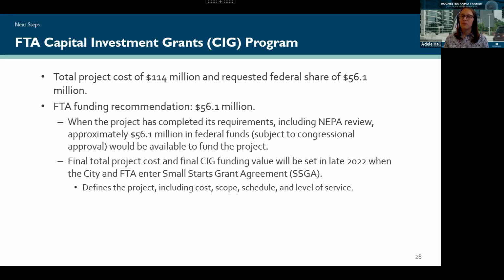So this is kind of bureaucratic stuff, but it's really important to actual delivery of the project and seeing that construction start on time, seeing the opening day in 2025, seeing the buses arrive in Rochester and start to operate on the streets.